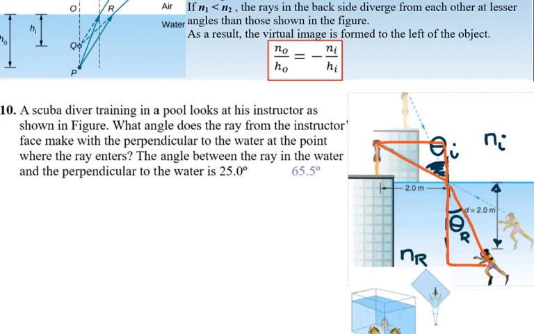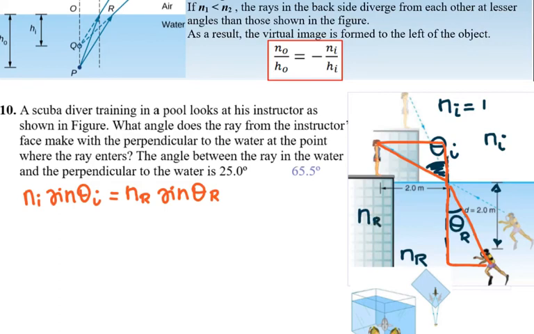So I can say that, using Snell's law, N incident sine theta incident is equal to N refracted sine theta refracted. And I don't give it to you here in the problem, but N of the air, the index, is equal to 1, and N of the water, or refracted medium, is 1.33.